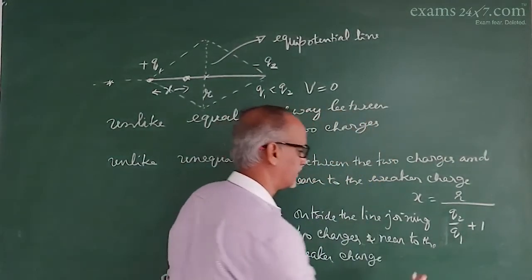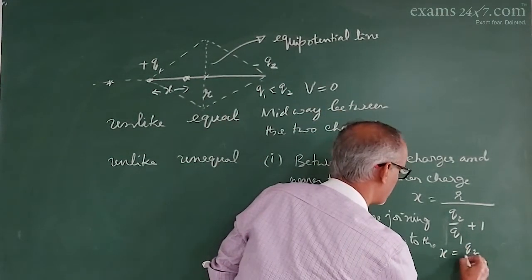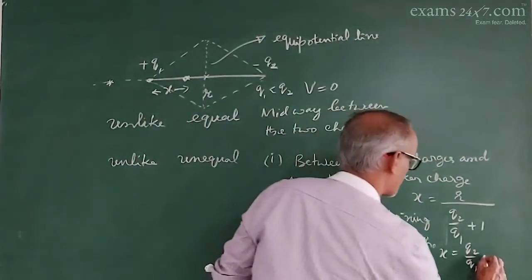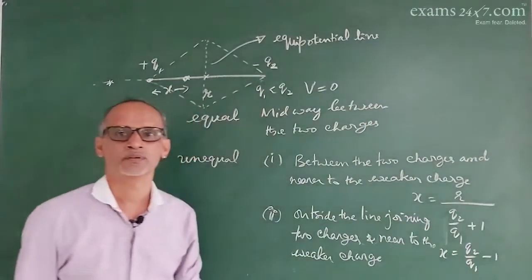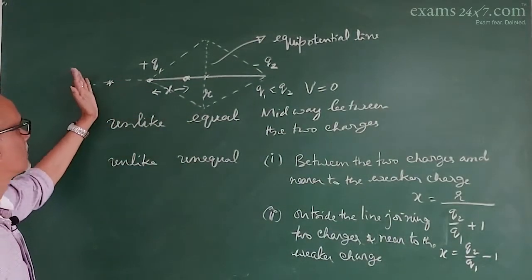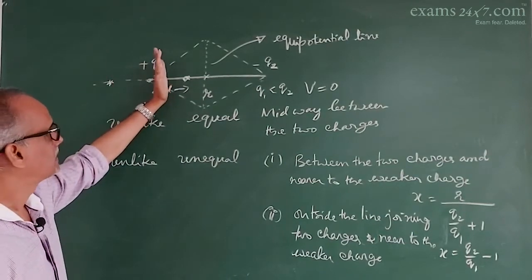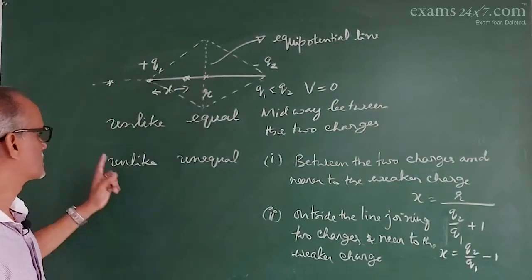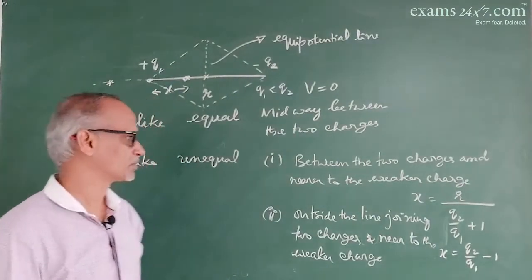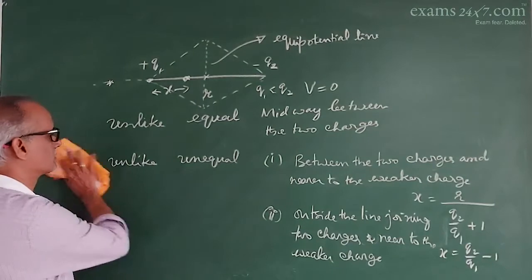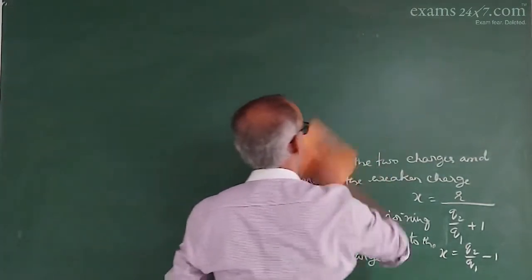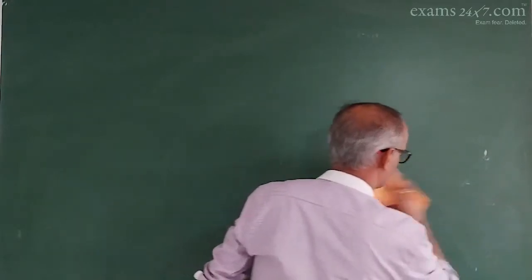So let me write that here. x is equal to r divided by (Q2 by Q1 minus 1) is the formula used to find the points of zero potential outside as well as inside the line joining the two charges. In the case of like charges, there are no points of zero potential. So these two concepts are important, that is finding null point and finding points of zero potential.